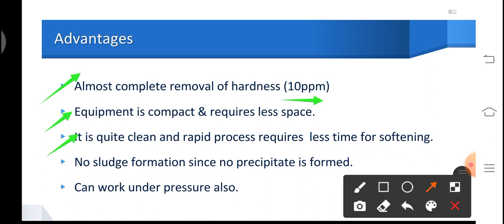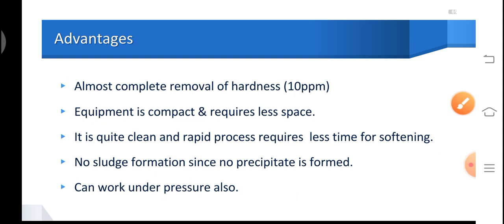It requires less time for softening because no other reagents are added into the water. We basically do not need to provide time for reaction mixtures, since no other chemical reagents are added to the softener. No sludge formation takes place since no precipitate is formed. This can also work under pressure. So this process is better than the lime soda process.